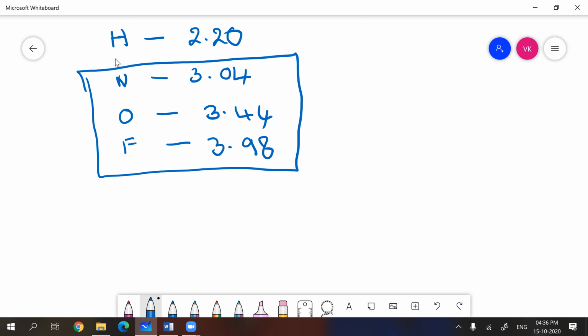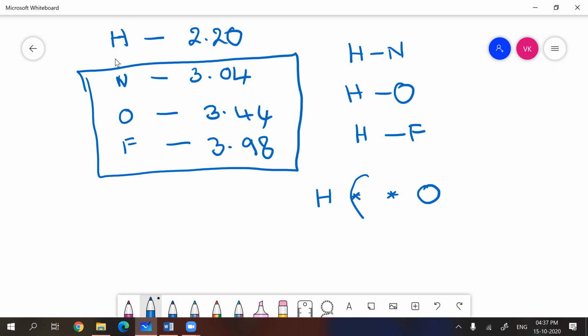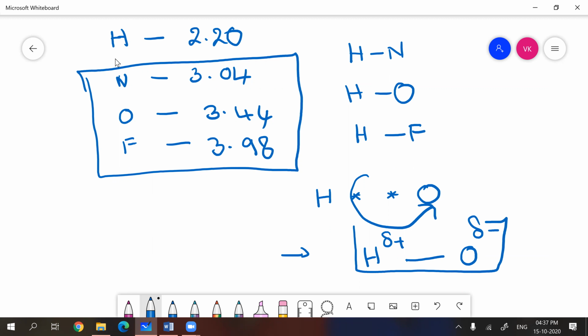So when hydrogen is attached with either nitrogen, oxygen, or fluorine, what is the meaning of that bond? It's a pair of electrons. Because of the more electronegativity difference, they will pull the bonded pair of electrons towards themselves. Because of this, hydrogen will get a partial positive charge, and there will be a covalent bond between them. Oxygen, nitrogen or fluorine, whatever element you take, will get a negative charge. This is said to be charge separation.